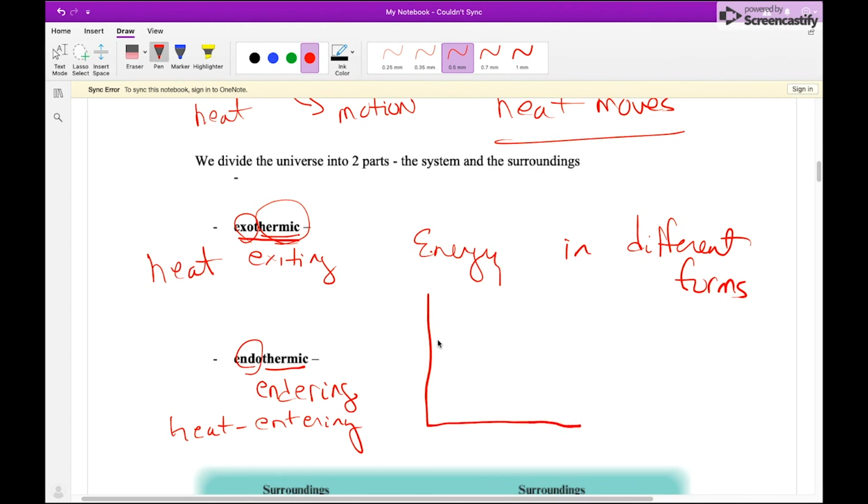So there's sort of 2 graphs. For an exothermic, we'll draw the exothermic one here. It's going to look like what? We're going to start with our reactants, and they're going to have high energy.